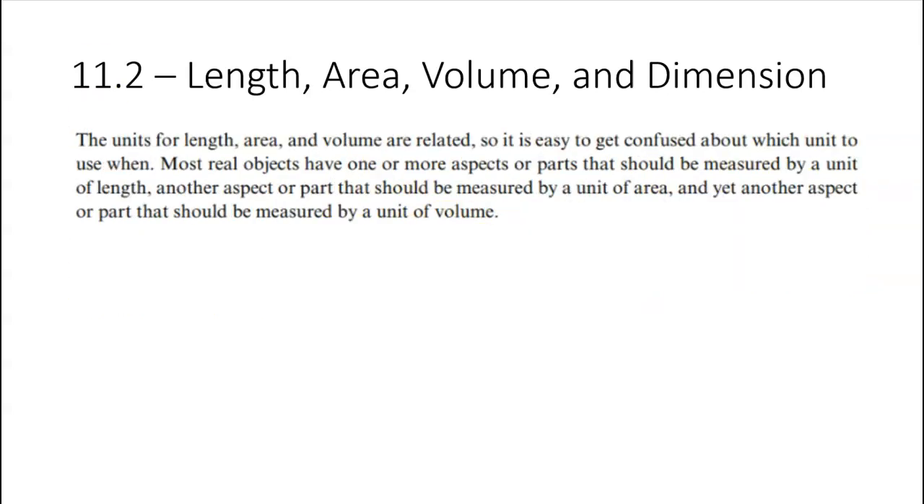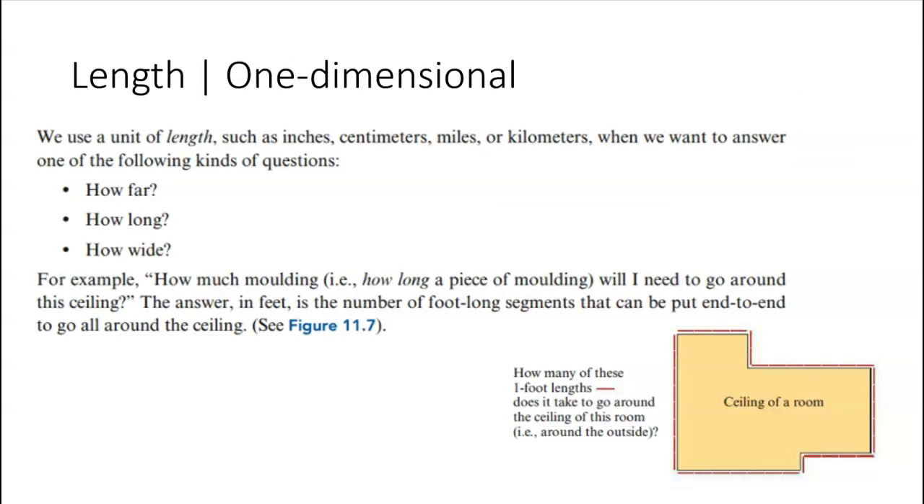The units for length, area, and volume are related, so it's easy to get confused about which unit to use when. Most real objects have one or more aspects or parts that should be measured by a unit of length, another aspect that should be measured by a unit of area, and another that should be measured by a unit of volume, and we're going to talk about each of those. So first, let's talk about length.